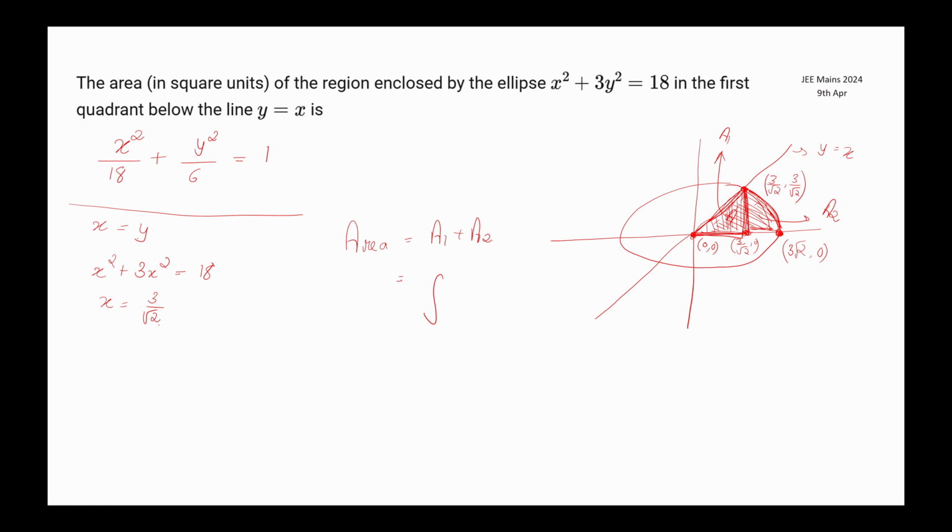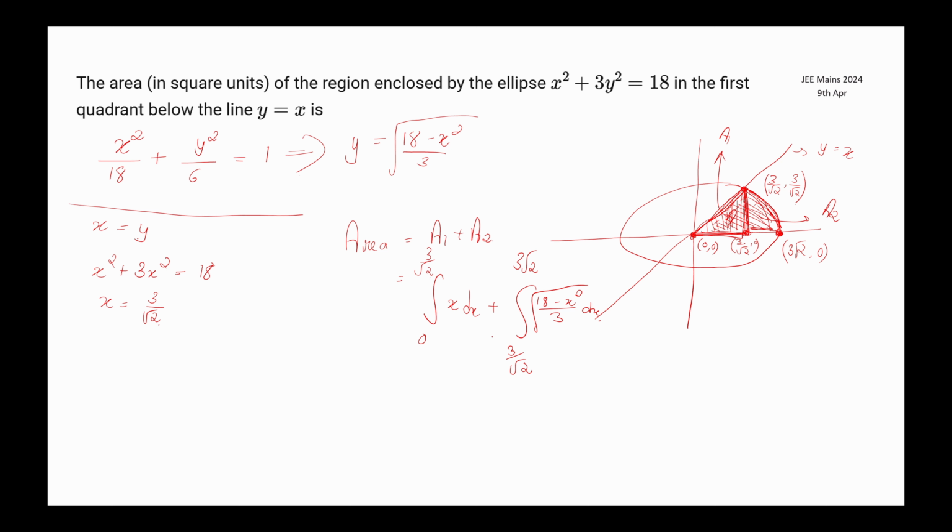So my A1 would be integration from 0 to 3 by root 2, y is equal to x, so it would become x dx. Plus A2 is 3 by root 2 to 3 root 2, and here I would have to put my equation of ellipse. So if I was to convert this equation of ellipse in terms of y, how would it be converted? It would become y is equal to root under 18 minus x square by 3. So here I would have root under 18 minus x square upon 3 dx.